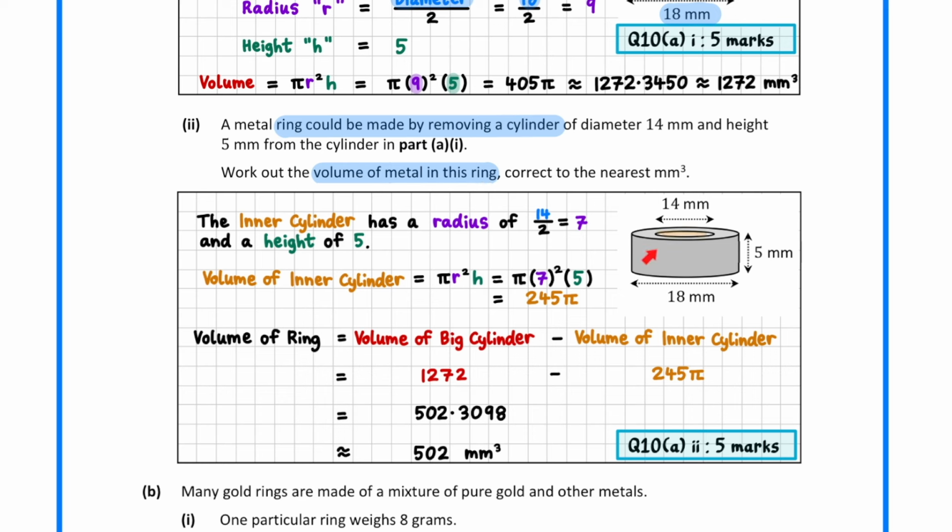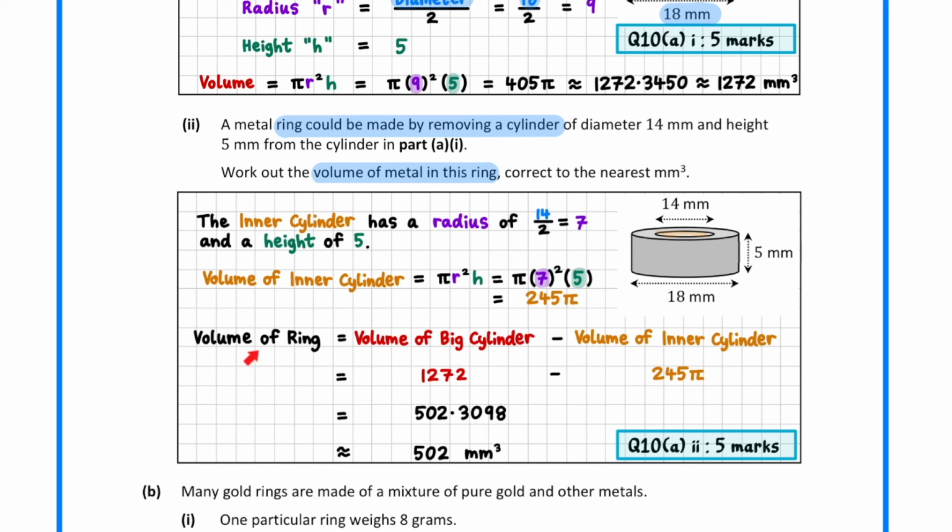Well, the inner cylinder has a diameter of 14, which means it has a radius of 7. It has a height of 5. So the volume of the inner cylinder is pi times 7 squared times 5. This comes out to 245 pi.